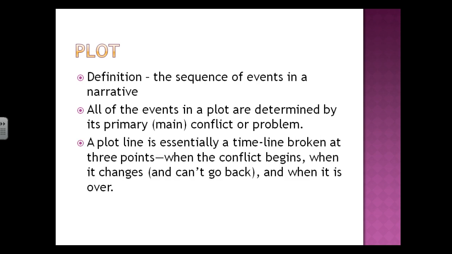Another way to think of it visually is a plot line is essentially a timeline. It's broken at 3 points. When the conflict begins, it's when it goes up. When it changes and can't go back, that's when it turns. And then when it's over. So if you take a timeline and you bend it at 3 different points, some call it a plot mountain, that's what a plot line looks like. The key is knowing what those 3 points are.